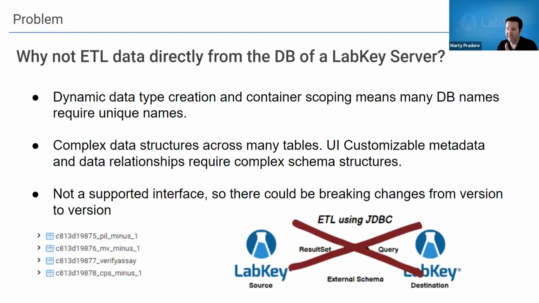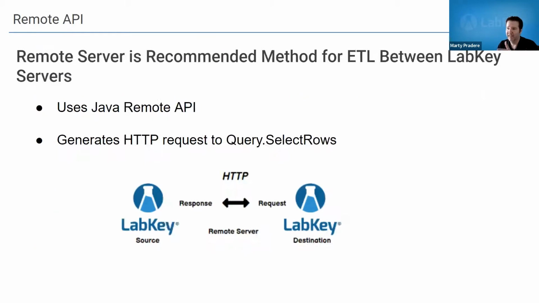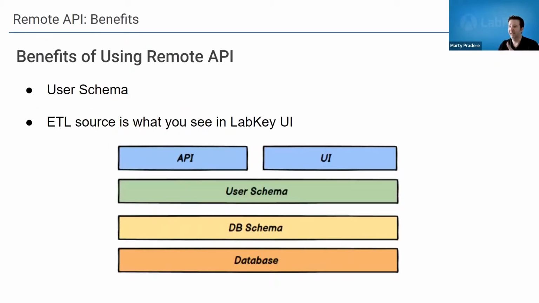So we kind of talked about why you don't want to do it directly from the database. Some of the benefits of doing it via the remote API is that, in a very simplified layered view of LabKey, here on the bottom you have your database, which is your Postgres or SQL Server. On top of that, in the Java code, you have the DB schema, which handles transactions and connections. It's kind of your translation layer.